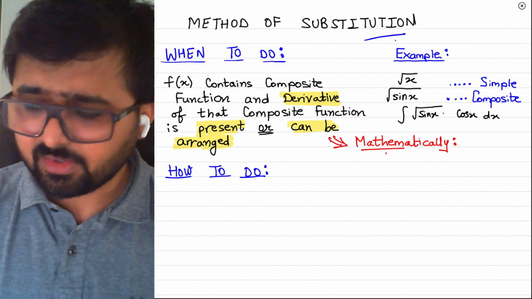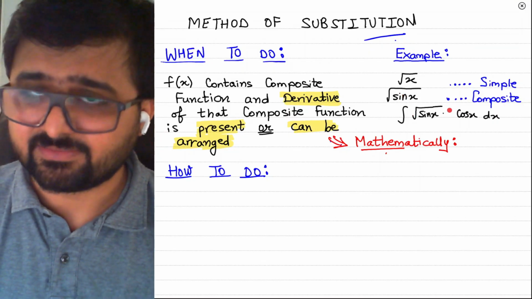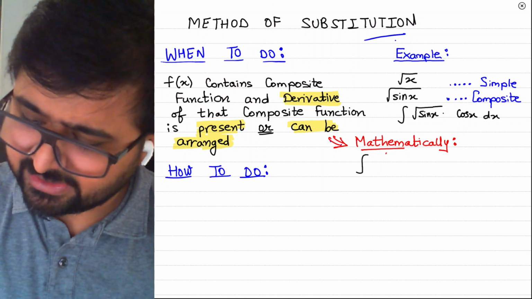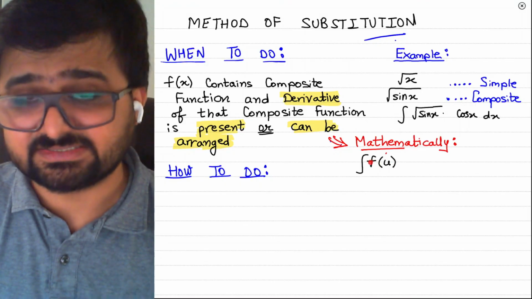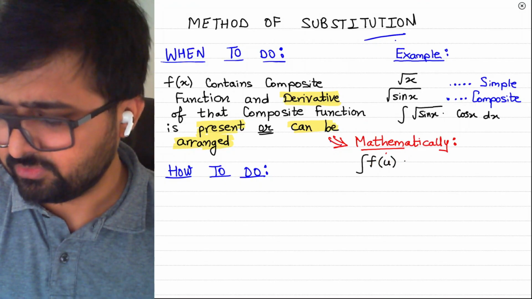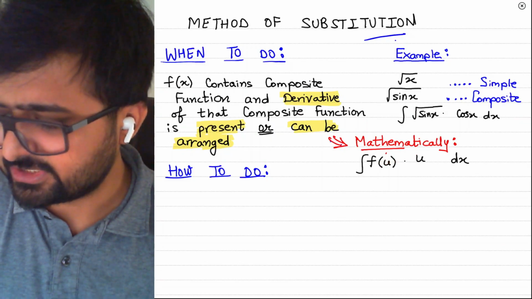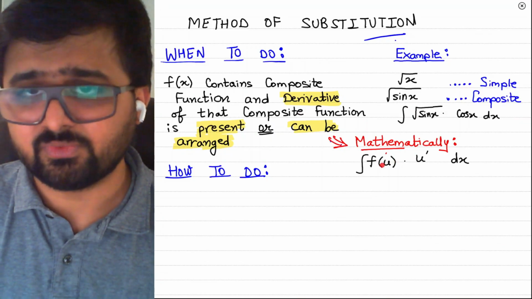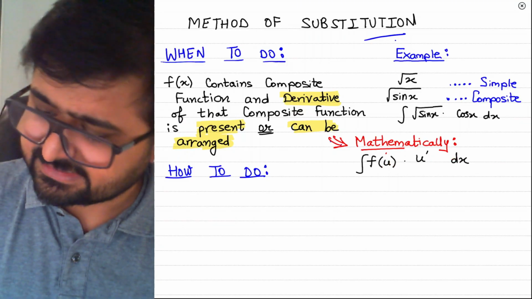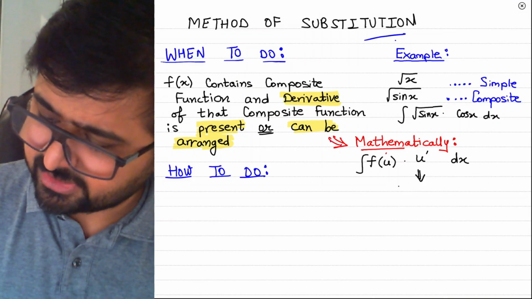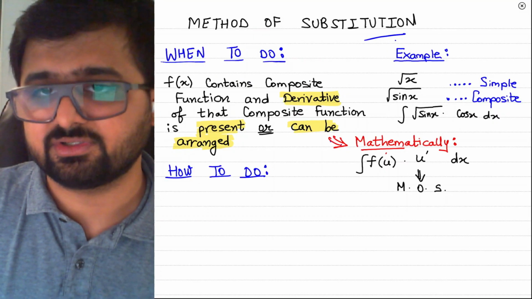Now let's see how to represent this mathematically. This can be represented as, let's say, you want to integrate f(u). You don't want to integrate f(x). You want to integrate f(u) with respect to x, and the derivative of that u is present. In such a situation, we do method of substitution. I call it MOS, method of substitution.